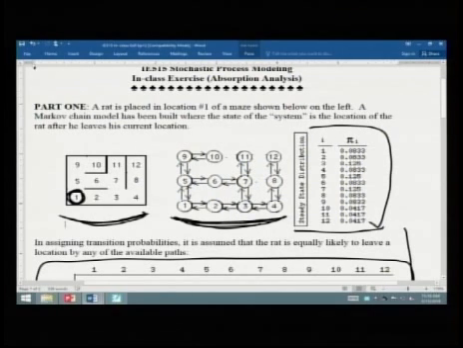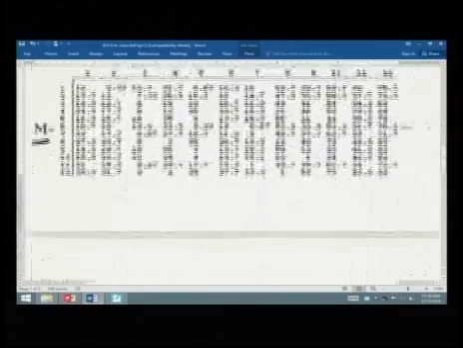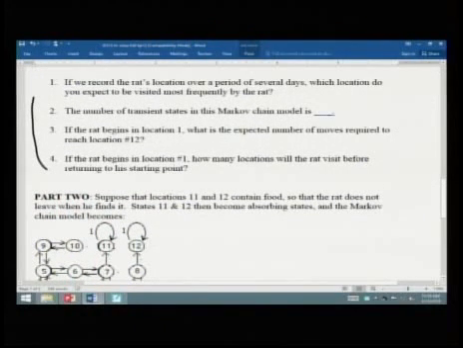So based upon the steady state probabilities, here the largest value occurs right here and right here and here, right? That corresponds to location numbers 3, 5, and 7. Okay? So I do say locations 3, 5, and 7 are equally popular. Is that right? Okay, so the first question is very simple. How about number 2? The number of transient states in the Markov chain model.